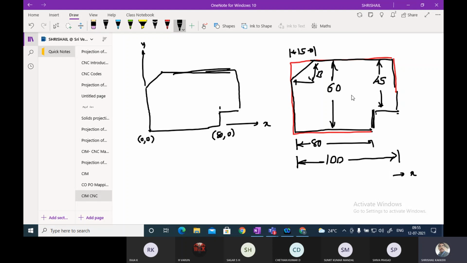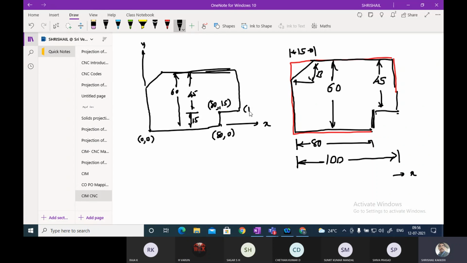And here, you can see that this distance is 60 mm. So this distance, being 45, means it is 15 mm and this is 45 mm. Similarly, this distance will be equal to 100. Now you come to this point. What is x? x is 80. y is 15. So y is 15 and x is 80.